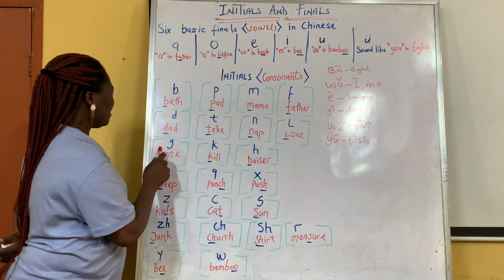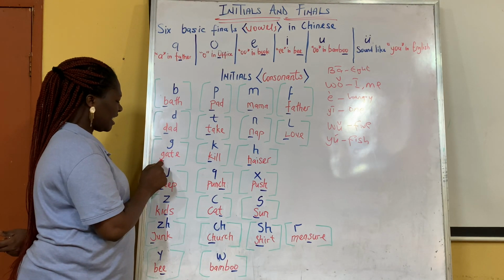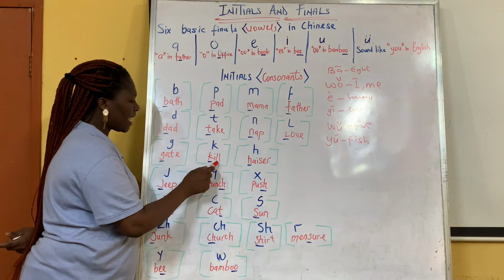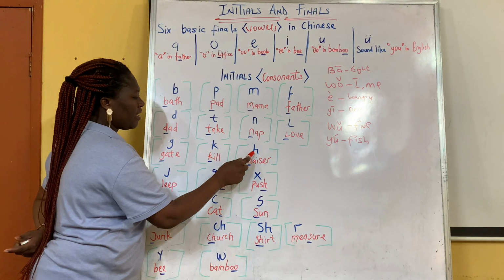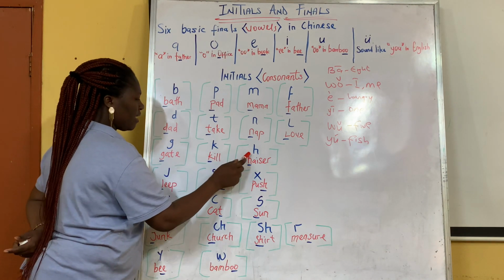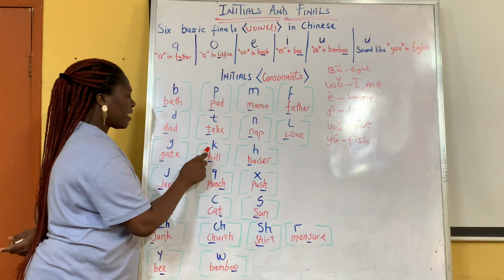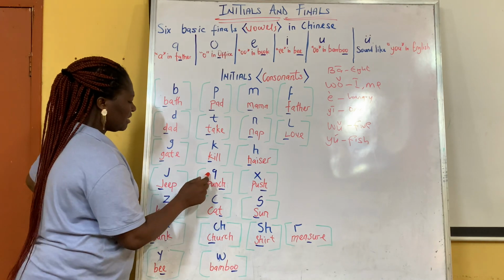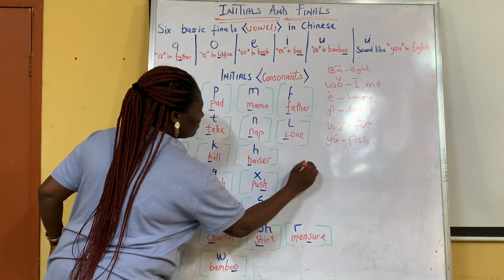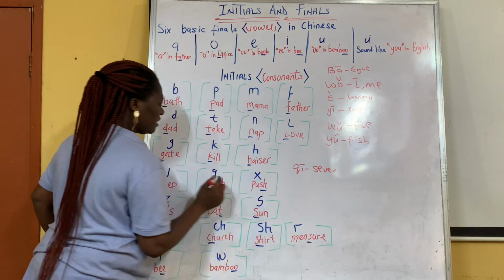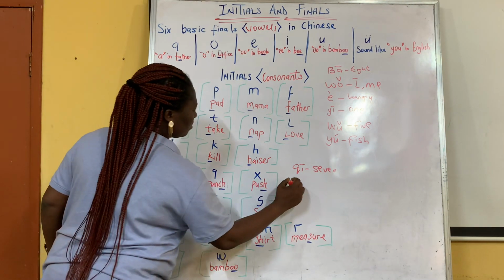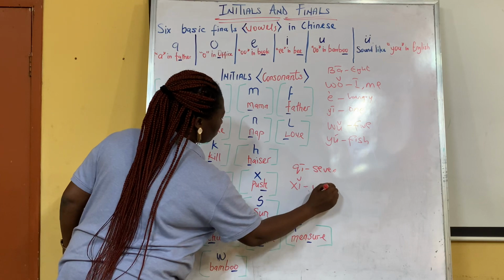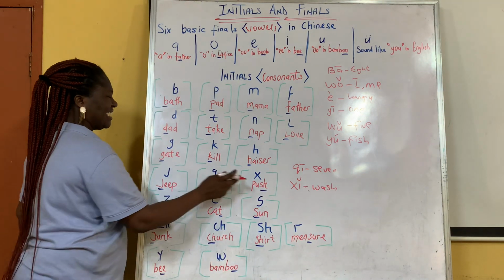Okay, you're doing well. Then go, like G in gate. Then K in kill, and h. Can you try it? Go, ko, ho. Then chi, chi, chi, just like 7. Then shi, shi is to wash. To wash.